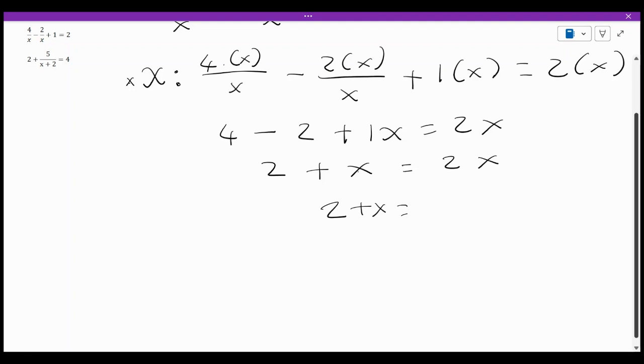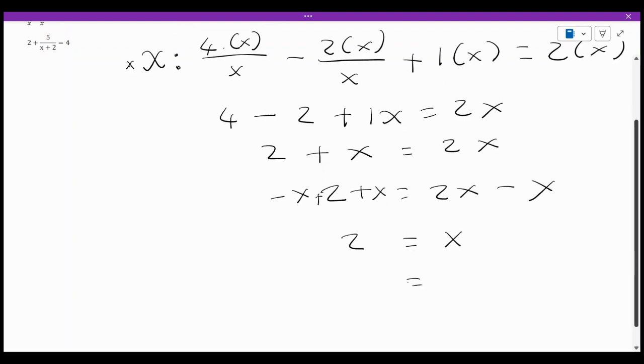2 plus x. Now we're going to try and cancel out this x. So we're going to say minus x, right? And what we do on one side, we do on the other. The minus x plus x, that's just 0. Then we're left with 2. 2x minus x, that is just x.